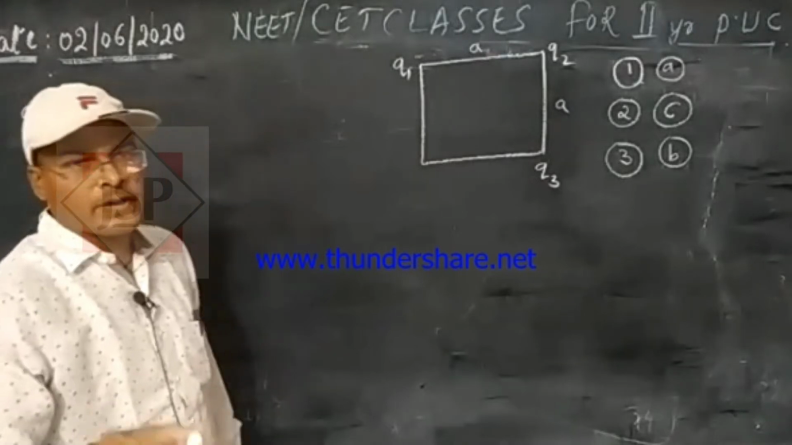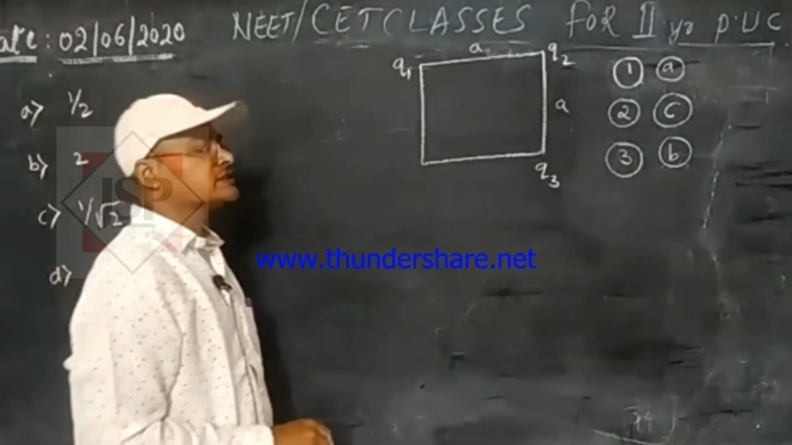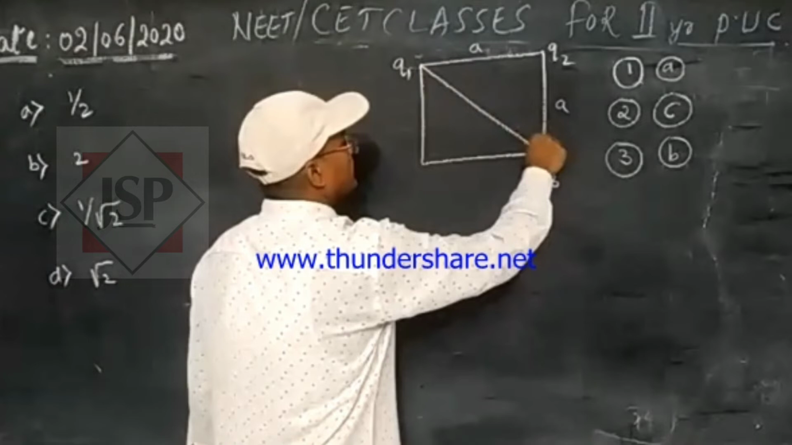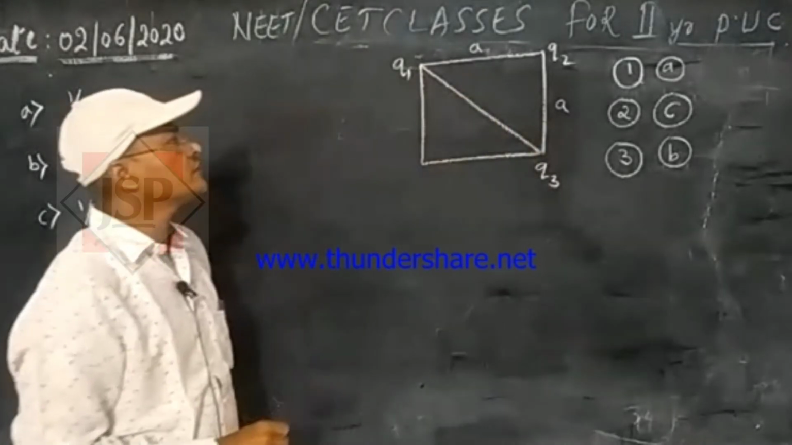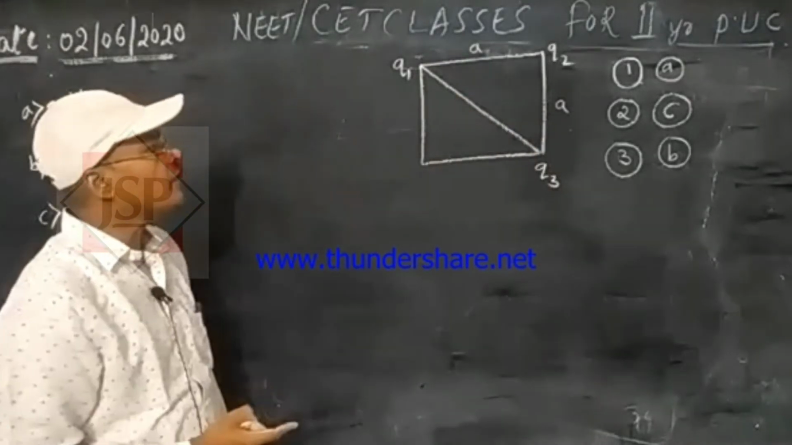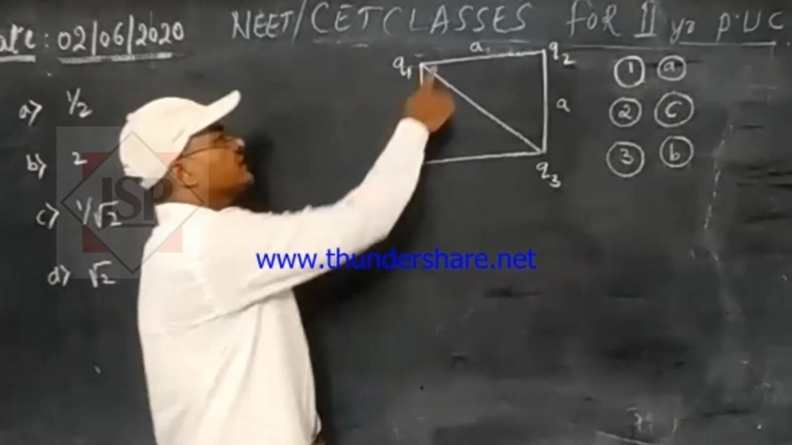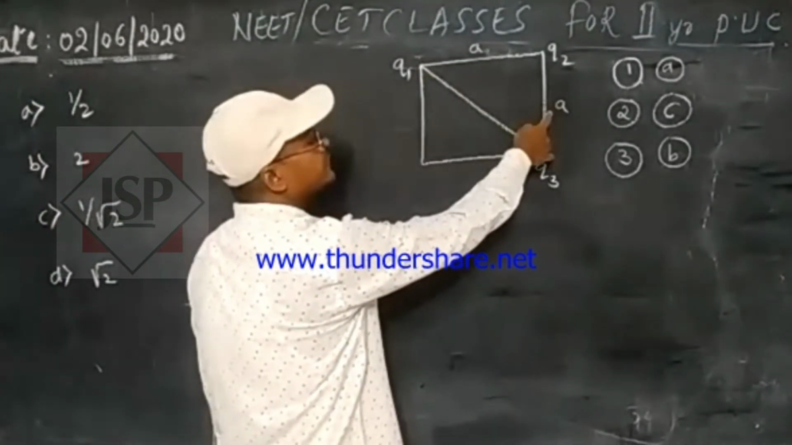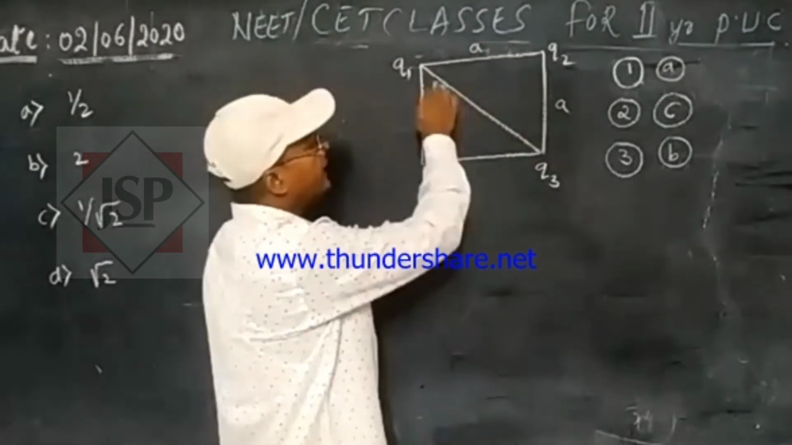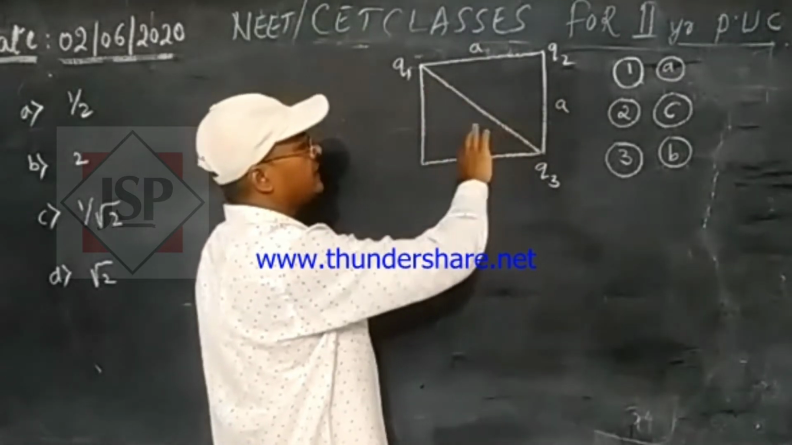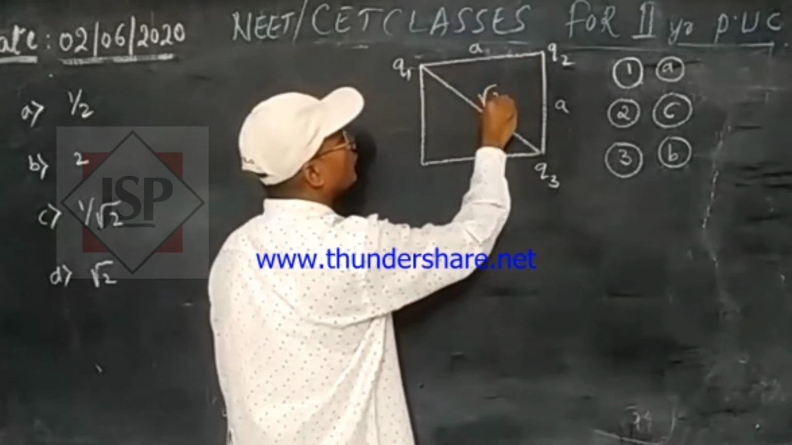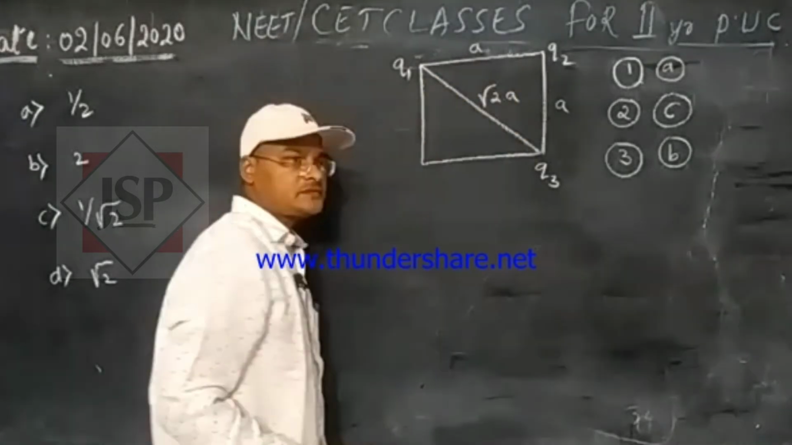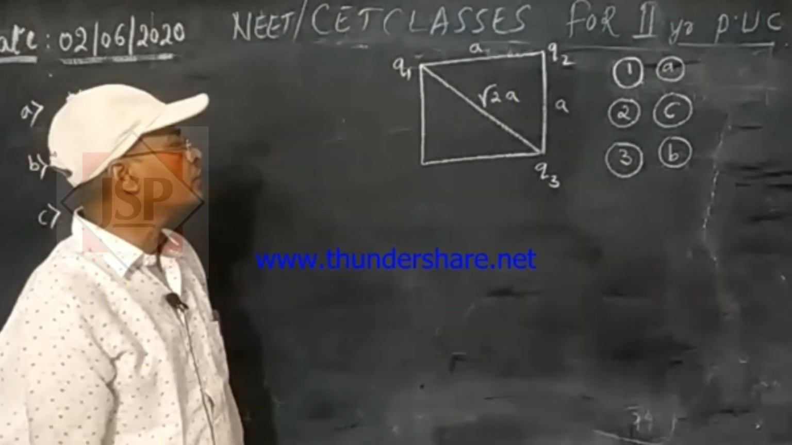According to the Pythagoras theorem, hypotenuse square equals adjacent square plus opposite square. So this is A square plus A square, which is 2A square. Taking the square root, we get root 2A. That is the distance from Q1 to Q3.